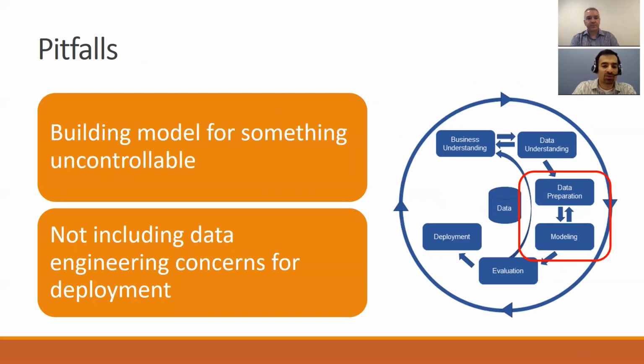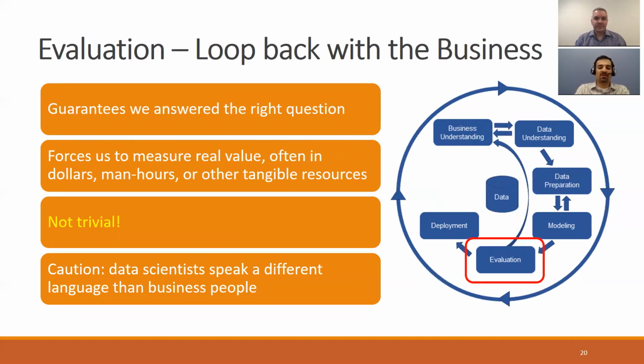What can actually go wrong if you're not careful? We talked about control versus just prediction, and also you make assumptions that, okay, we are going to use this data set, and then when you want to deploy your model, you realize that actually in the production environment you don't have access to that data. So that's a pitfall.